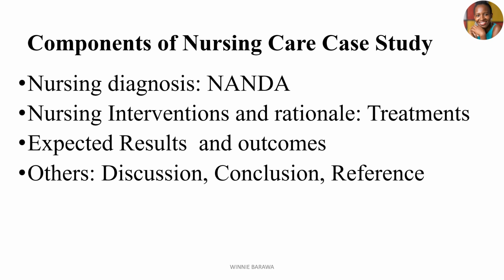And then we've got a segment in the nursing case study that explores the nursing interventions and the rationales. So we're going to look at the treatments, the nursing care plan, health education, discharge approaches, follow-ups, and all that. And then we've got expected results and outcomes. So this looks at what is the outcome after the various management that were done to the patient. Are there areas that need improvement? Are there areas that need to be summarized? And of course, we will check other areas that need to be handled, like discussions, conclusions, and references.